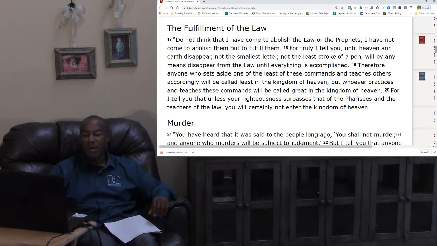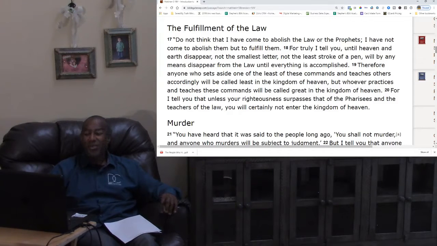I tell you that unless your righteousness surpasses that of the Pharisees and the teachers of the law, you certainly will not enter the kingdom of heaven. Did the Pharisees and teachers of the law honor the commandments? Yeah. Did the Pharisees and teachers of the law honor the Sabbath day? Yeah.